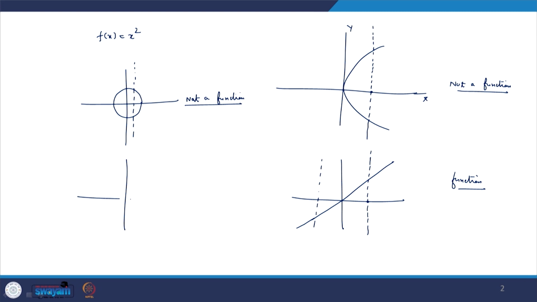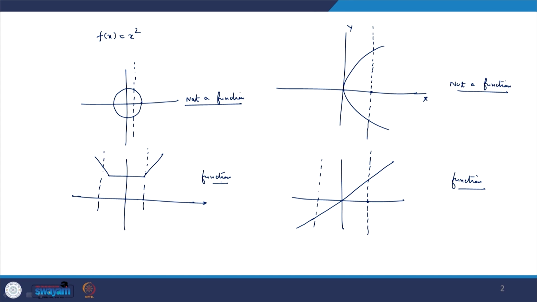Suppose you are having this type of figure, okay, we can draw plenty of figures like this. So, if you draw a line parallel to the y axis anywhere, either here or here, for any x, you will observe that for one x you will be having only one y, here also, anywhere in the graph. So, that means it is a function.